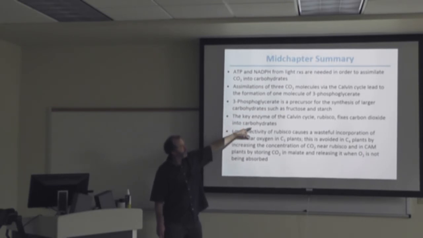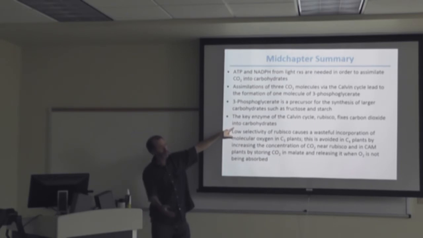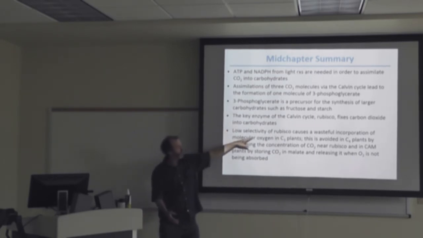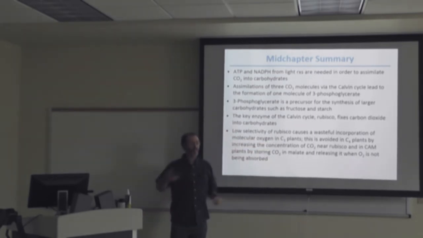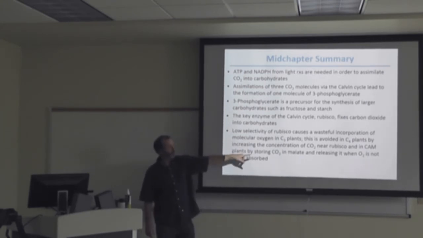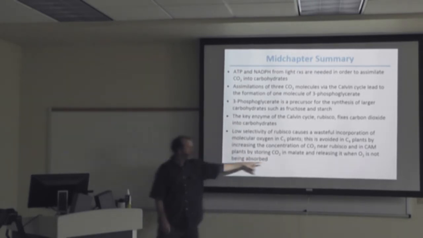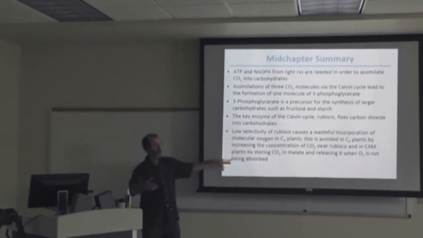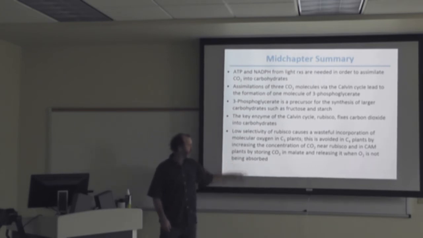The key enzyme of the Calvin cycle, Rubisco, fixes carbon dioxide, and the low selectivity of Rubisco causes wasteful incorporation of oxygen. This is avoided in C4 plants by increasing the concentration of carbon dioxide near the Rubisco, and in CAM plants by storing carbon dioxide in malate and releasing it when oxygen is not being absorbed.